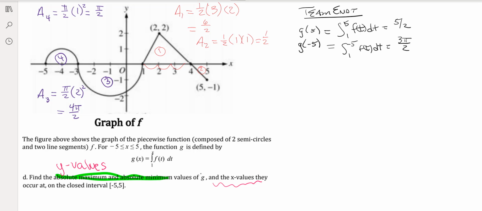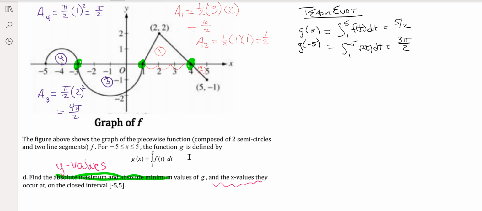So just as a reminder, if you're trying to find an absolute max or absolute min, you always test the endpoints. And then you also test for any sign changes on the inside, which in this case, because we're given a graph of our function, we would look for the zeros. So where are zeros? Well, we've got a 0 right here at x equals -3, another 0 right here at x equals 1, and finally over here at x equals 4. So now we're going to test each one of those x values as well.